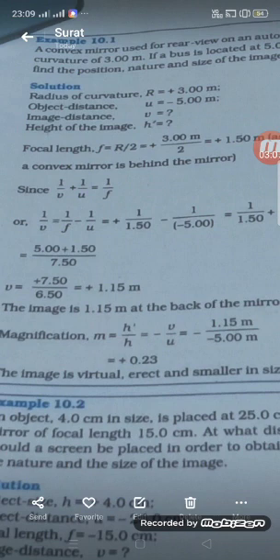See, in the rear view we use convex mirror first of all. We have already studied it in the lesson. So a convex mirror is used to see the rear view. Now what are the values given? Radius of curvature r is 3.00 meter, which we will consider as positive. Object distance u: the bus is located at 5.00 meter from the mirror, in front, so it is minus 5.00 meter. Image distance v we have to find out, and height of the image h dash we have to find out.